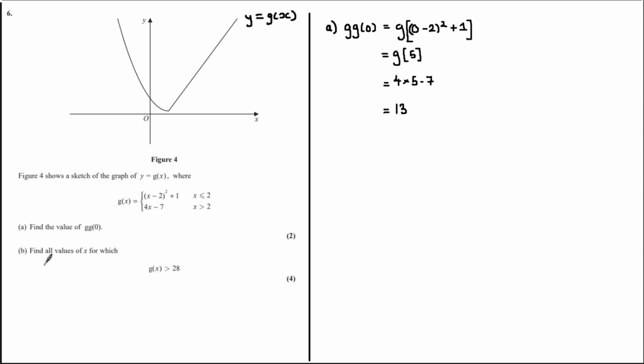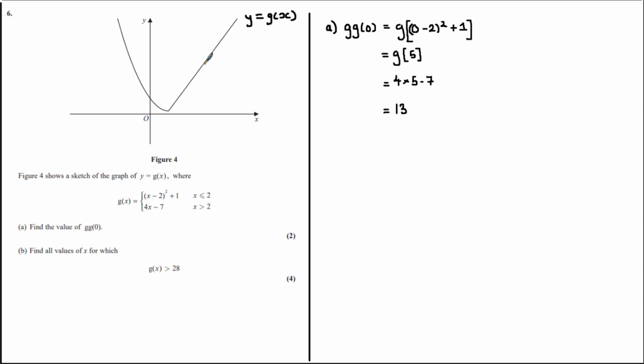Part B of this question says find all the values of x for which g of x is strictly greater than 28. And this is a 4-mark question. Now let's take a step back and think about this visually first, because by asking us to find all the values of x for which g of x is greater than 28, this question is asking us where is the region where the graph or the function is greater than 28, and what are the x values that produce that region.